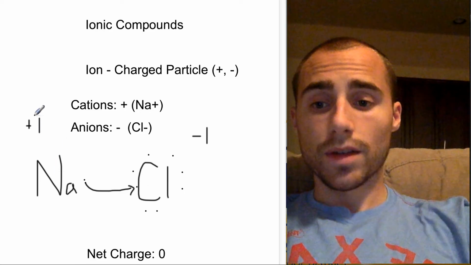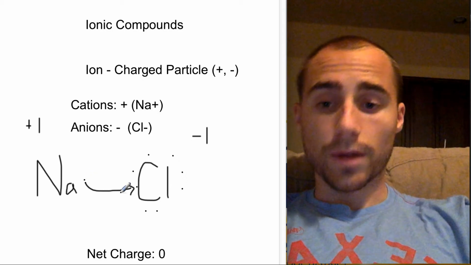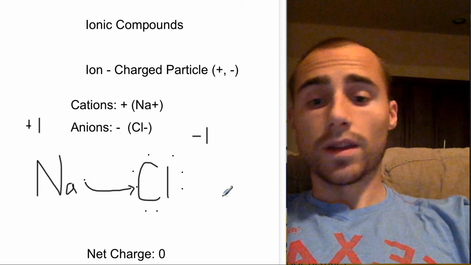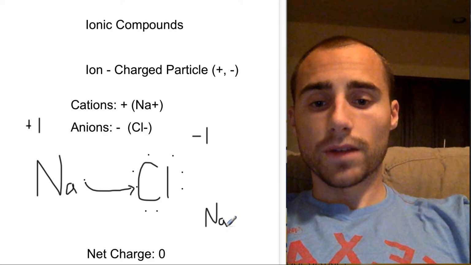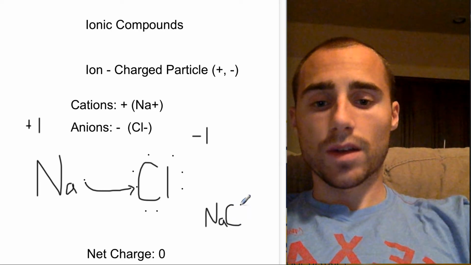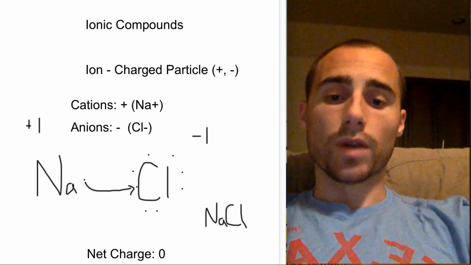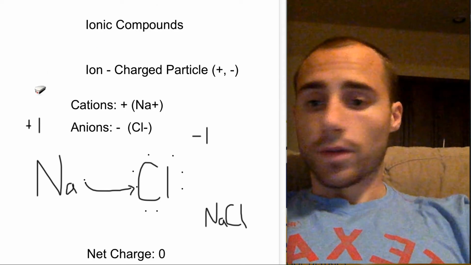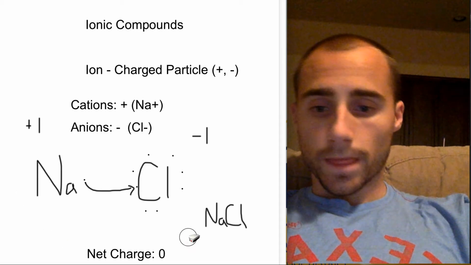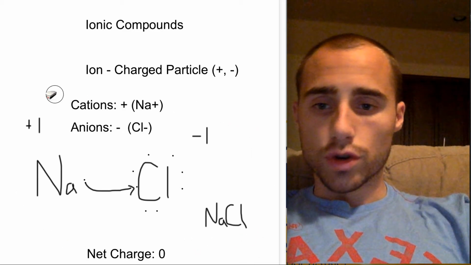But NaCl, +1, -1, it balances out, gave away 1, took 1. They're both happy. So our compound comes together looking just like this, very simple. NaCl, one of each. Sodium chloride, looks awesome. Go team. Life is good.